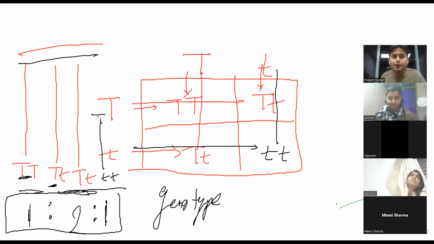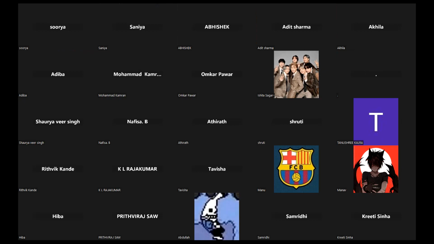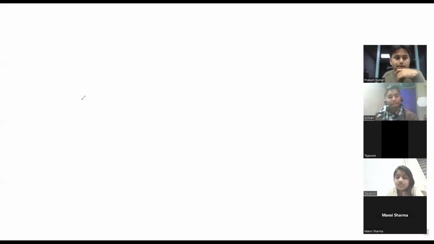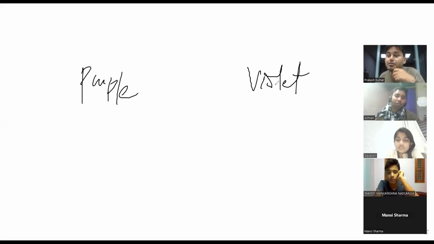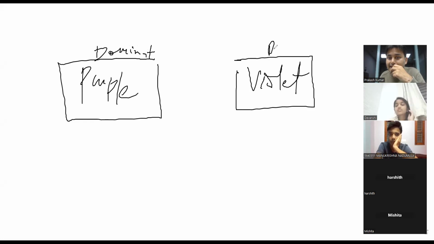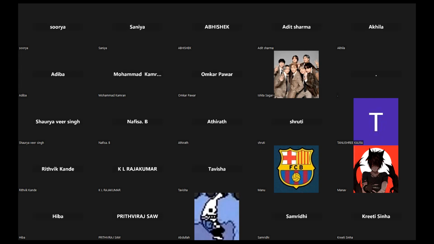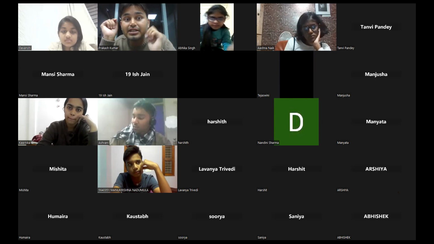Now the next point: all of you know the colors purple and violet. For suppose you have two colors, one is purple and another color is violet. If the two are crossed, which color will be dominant? Purple. If you have gone through your NCERT, you will see that this character will be dominant, and this character will be recessive. So if in your examination a question is asked that there is some purple color leaf and another leaf is violet color, now tell me what is the color of the first generation?